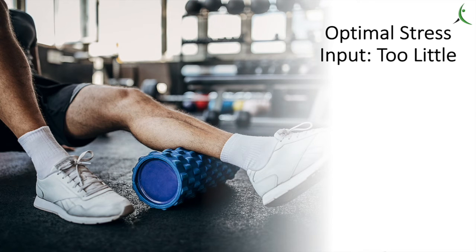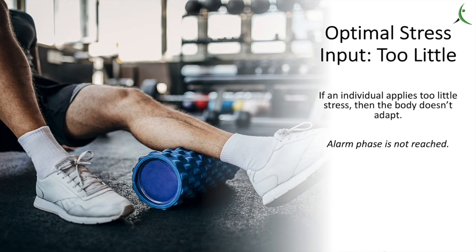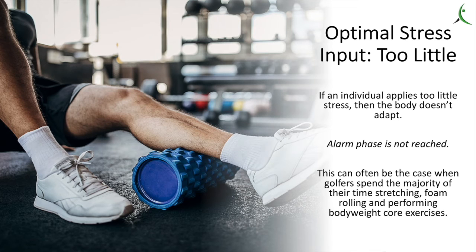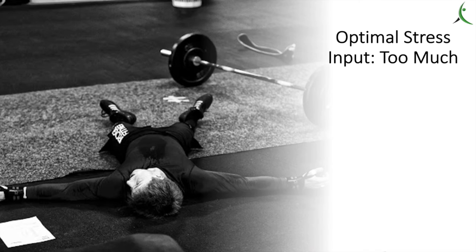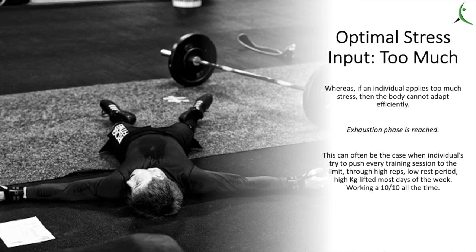So obviously, we're looking for optimal stress input, but if too little is applied, then the body doesn't adapt. The alarm phase is essentially not reached. This can often be the case when golfers spend the majority of their time stretching, foam rolling, and performing body weight core exercises. However, if there is too much stress, then the body cannot adapt efficiently. Exhaustion phase. This can often be the case when individuals try to push every training session to the limit through high reps, low rest periods, high amounts of kilograms lifted most days of the week, working a 10 out of 10 all the time. This is also known as overtraining syndrome.